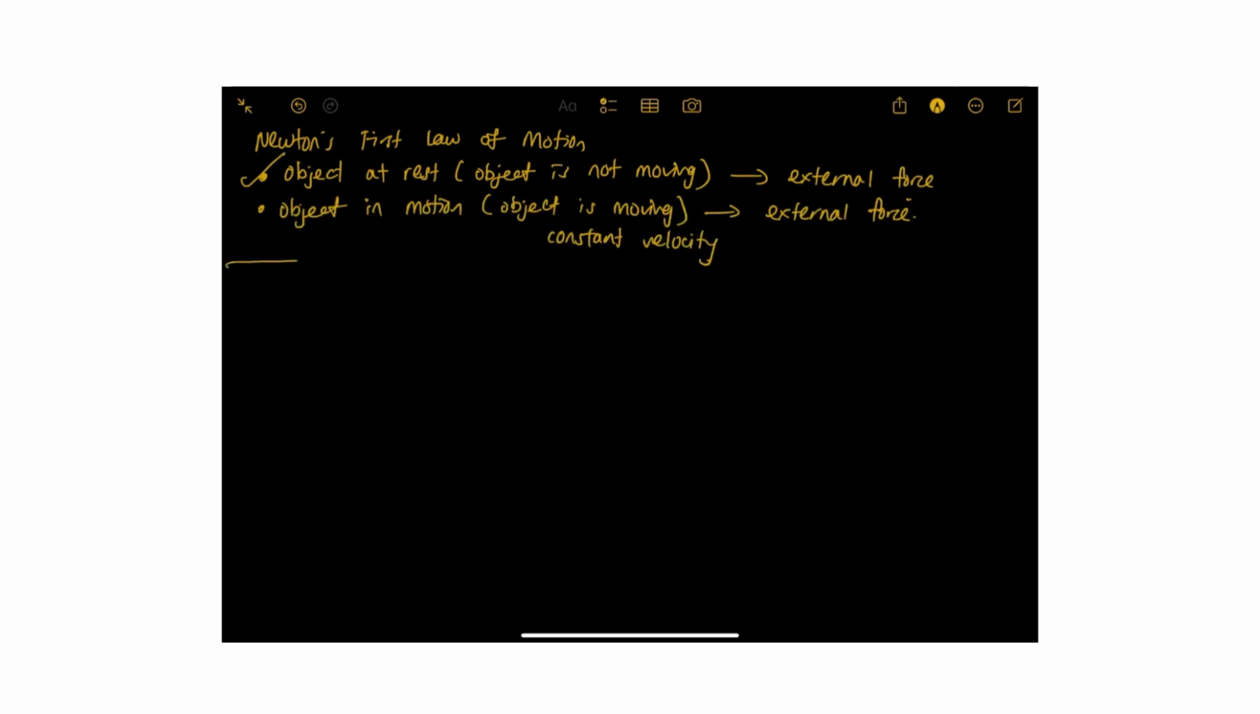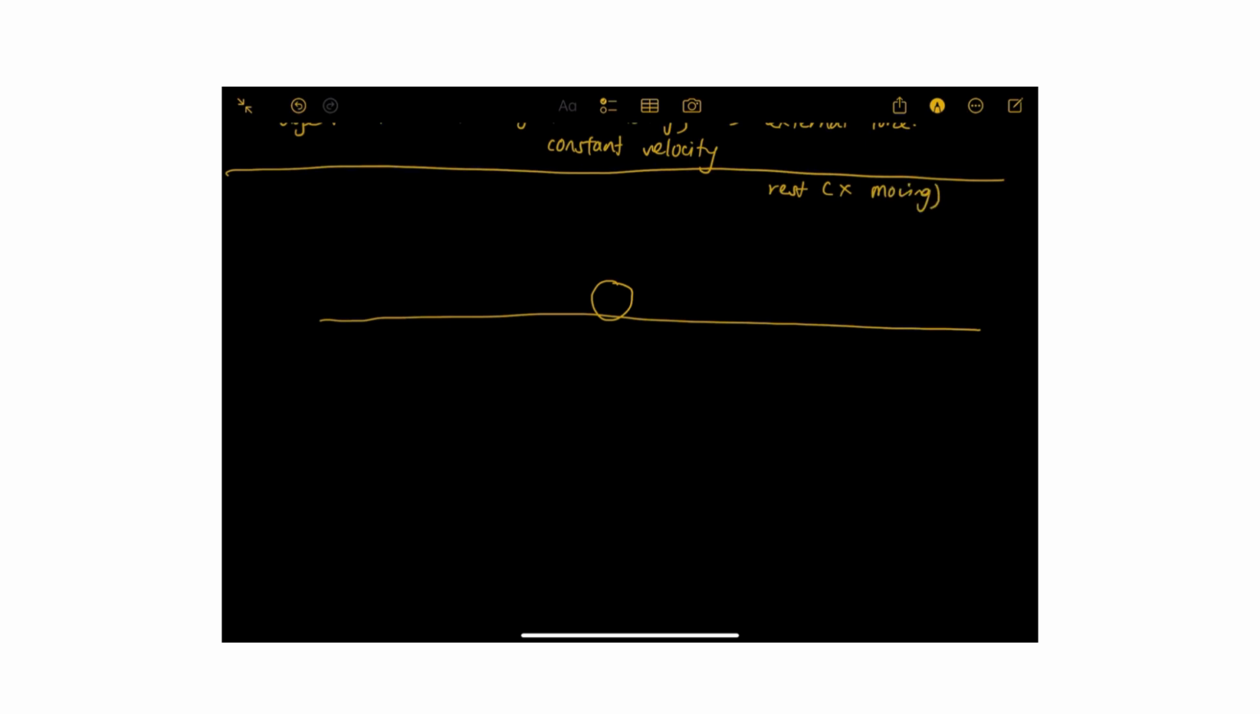So today I'm going to talk about the first portion of this law of motion, which is the object at rest. So now, imagine you have a ball here on the ground. Alright, the ball is currently at rest, which is not moving. So we can analyze the force in two axes.